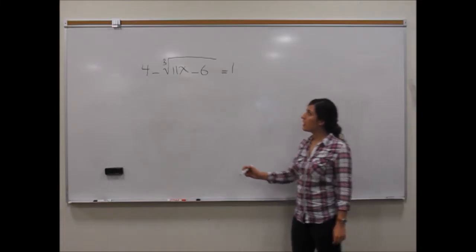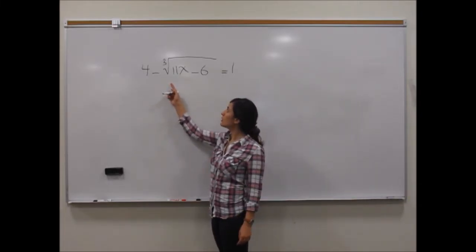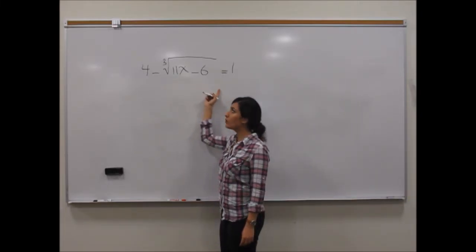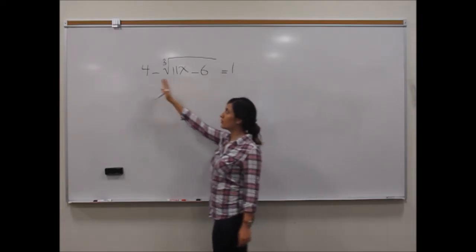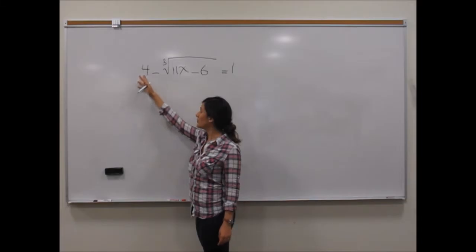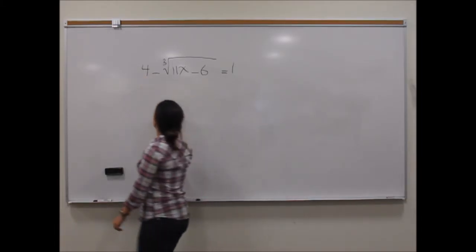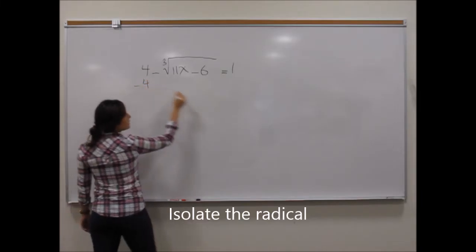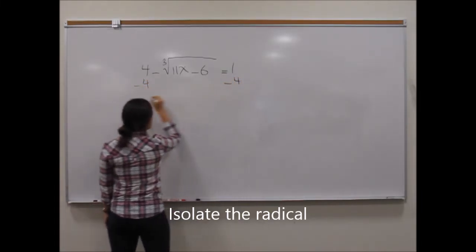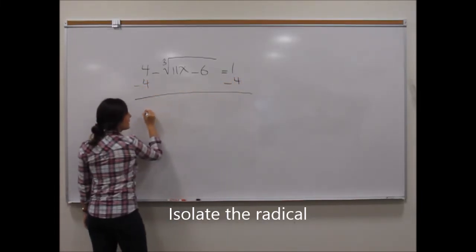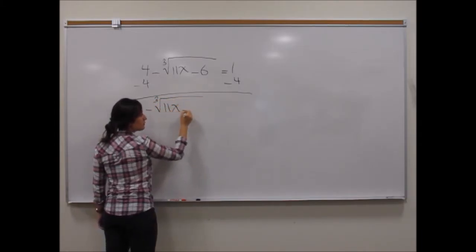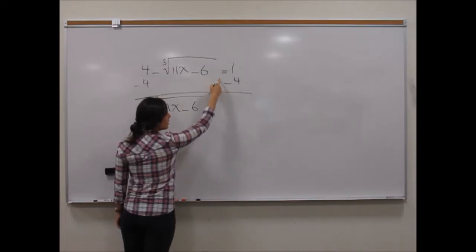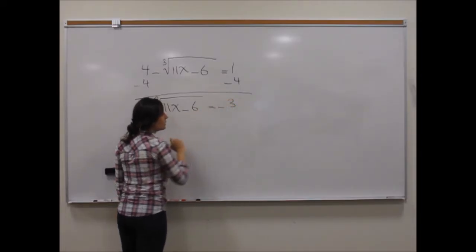Alright, I have 4 − ∛(11x − 6) = 1. So I'm trying to isolate the radical. There's a positive 4 here, so I would subtract 4 from both sides. So minus 4, I would get negative ∛(11x − 6), and that's 1 minus 4, so it's negative 3.